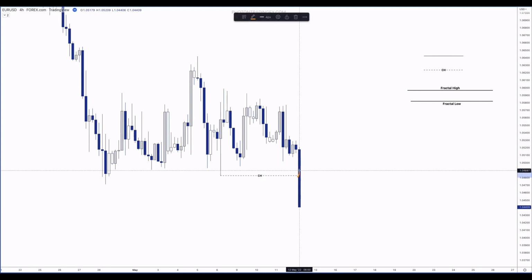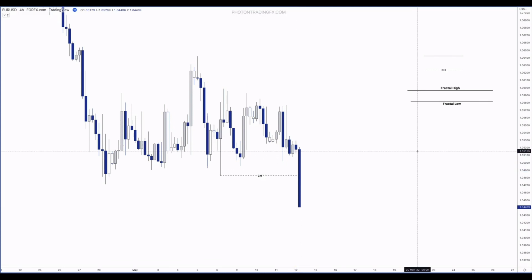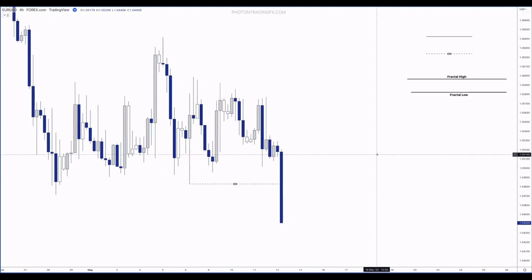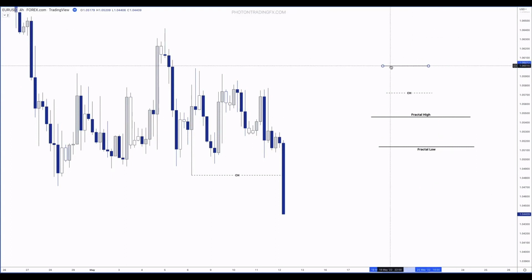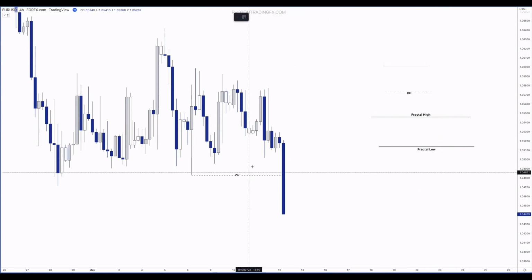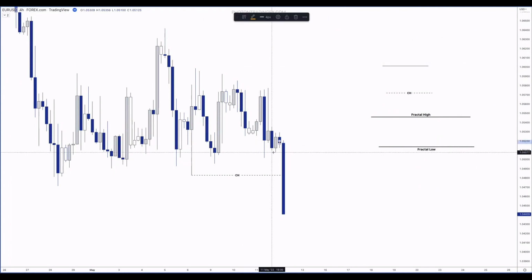So did this candle here break the previous candle's low? Yes, it did. I'm going to zoom in even more. Let's bring these over here. Yeah, we can see that it did. So did this candle here break the previous candle's low? No, it failed to break that previous candle's low. So this now becomes our current active fractal high.